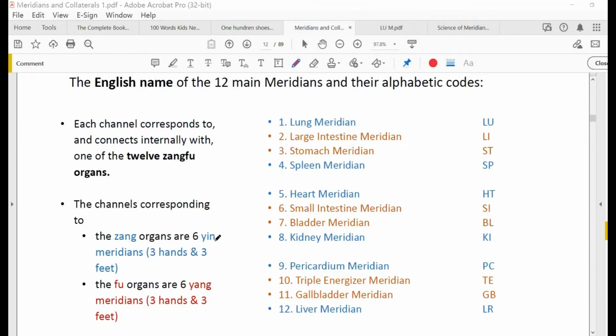For these 6 yin and 6 yang meridians, 3 are from the hand, 3 belong to the feet. Same here.